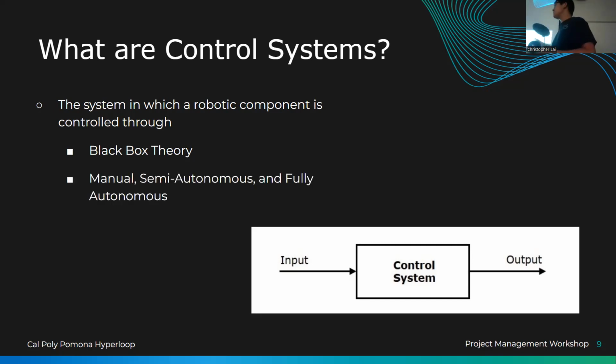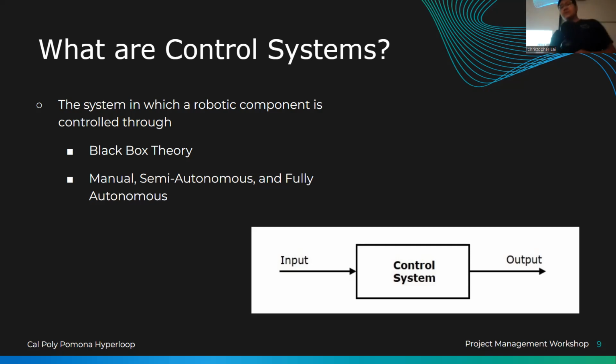Now, there are different types of control systems for different specific cases of robotics. You have manual control systems, semi-autonomous control systems, and fully autonomous control systems. So depending on the scope of robotics you are doing, you'll have different control systems for each of them. So we're going to talk about that real quick.